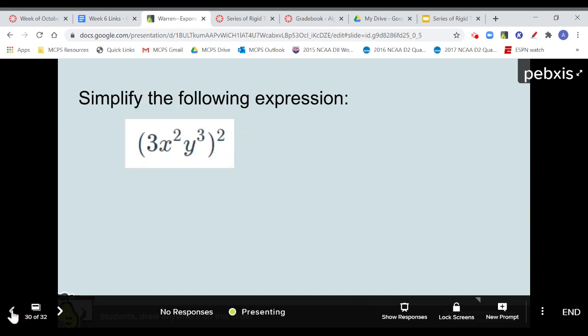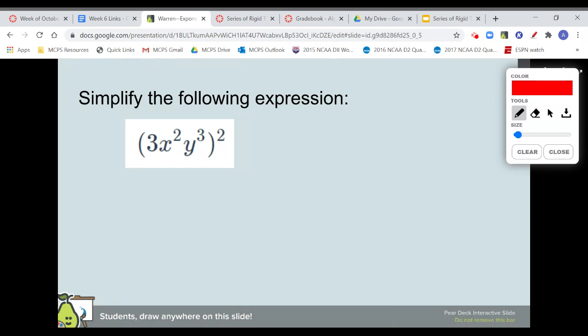And then we have one more question. This is the last one we're going to do. This is one that has powers raised to another power. So you can see this whole term on the inside being raised to the second power. So remember, each individual term inside the parentheses needs to be raised to that second power.